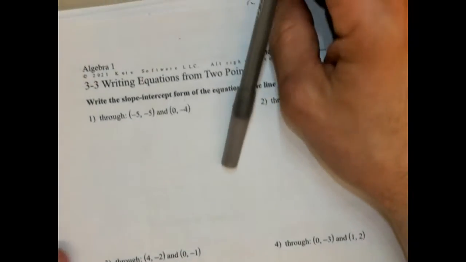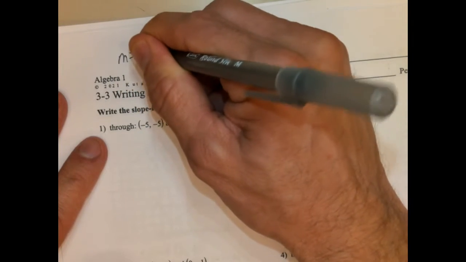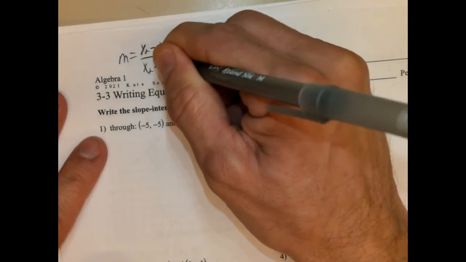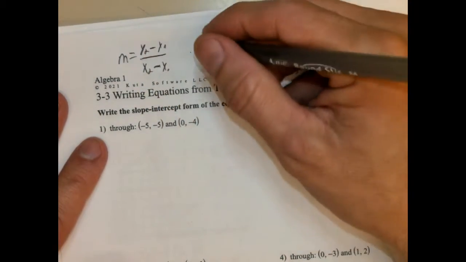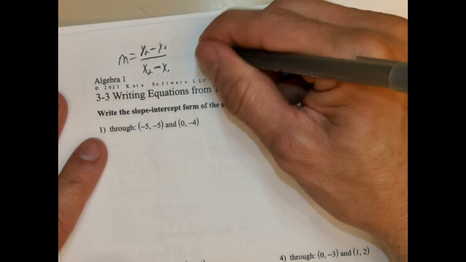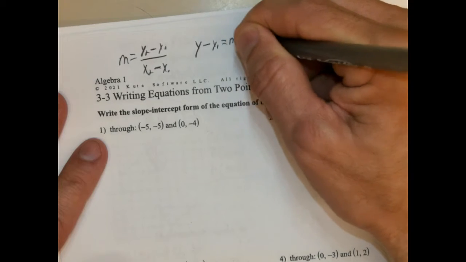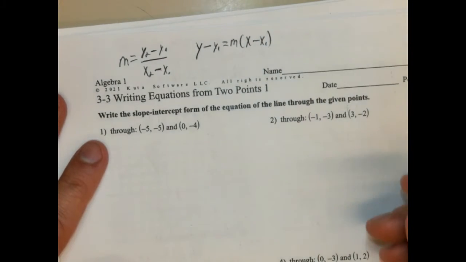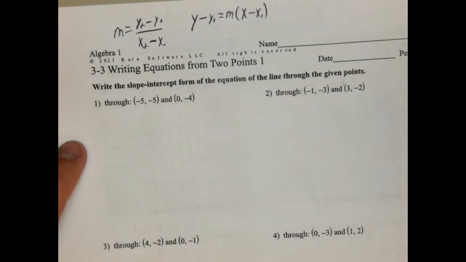So just to review, the 2 formulas we're going to use are right here. So m equals y sub 2 minus y sub 1 over x sub 2 minus x sub 1. So it's the vertical change over the horizontal change. Once we find the m, or the rate of change or slope, we're going to use it to plug into this. We're going to do y minus y1 equals m parentheses x minus x1. And then from there, make it look like y equals mx plus b, or slope-intercept form. Okay, sounds like a lot. It's really not. It just takes a little bit of time.